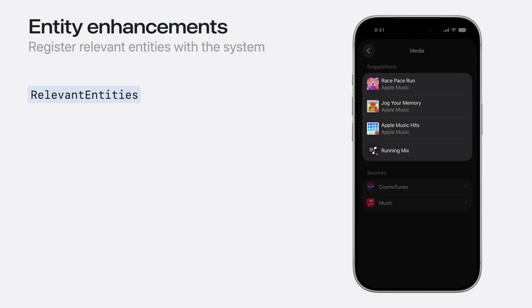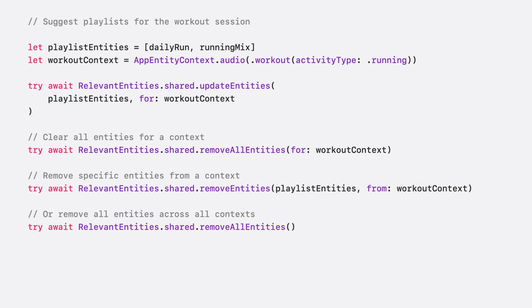Here's how this works. You start by identifying the relevant entities, in this case, your running playlist. Next, you create a context to tell the system these playlists are relevant when someone starts a run. Then, you call update entities to register them. The system surfaces these playlists as suggestions in the right context, even if they were never played before.